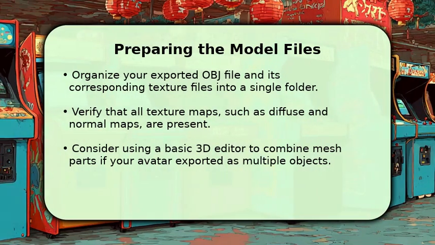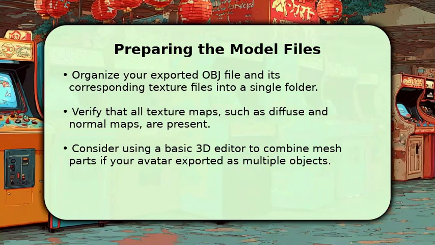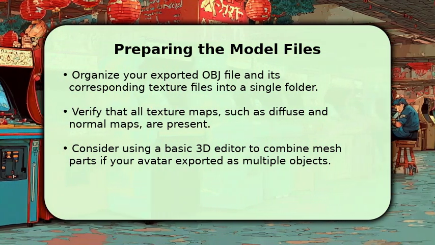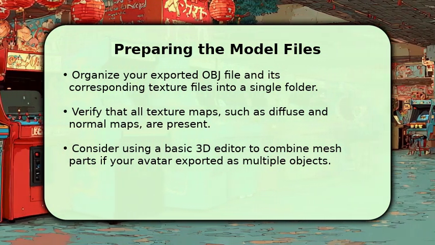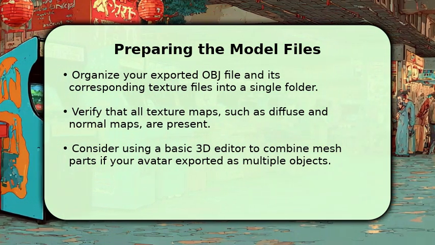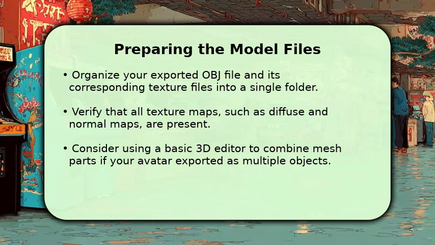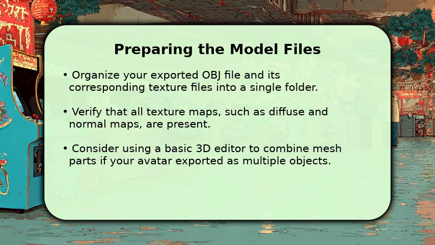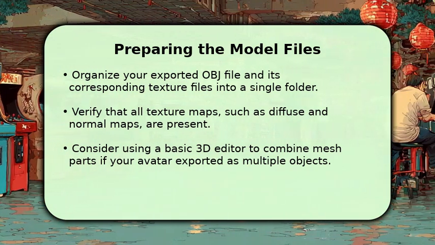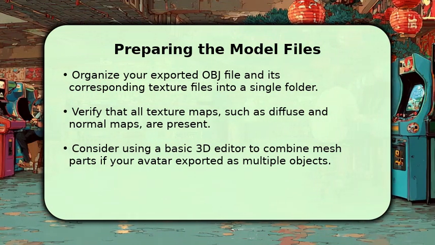Now that you have your avatar exported, it's crucial to prepare the files. Make sure your OBJ file and all its texture images, typically PNG or JPG, are in the same directory. Sometimes, avatars export as several separate mesh parts. You might want to combine these in a simple 3D editor for easier handling in Prisma 3D. This step ensures a smoother import and prevents missing textures, saving you valuable time later on.